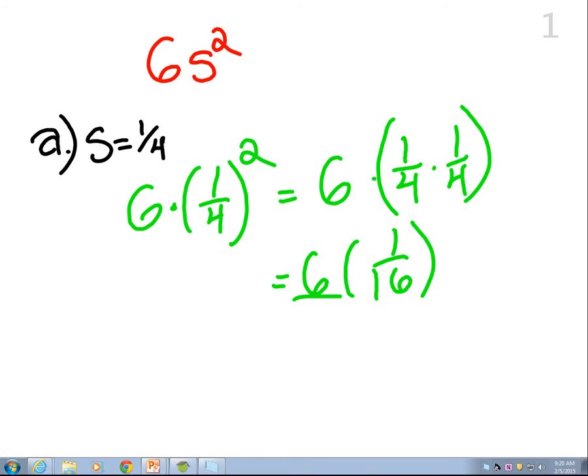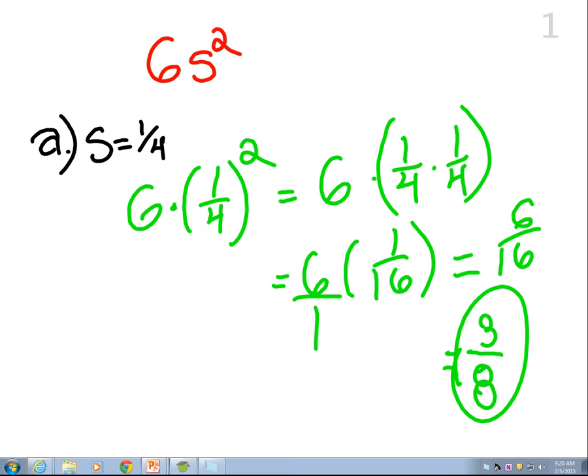And when we multiply those, it's going to be 6/16. Does that reduce? Even numbers don't reduce? Yes, it does. Okay, so that's going to be down to 3/8. So that's my answer, 3/8. Just plugged it in.